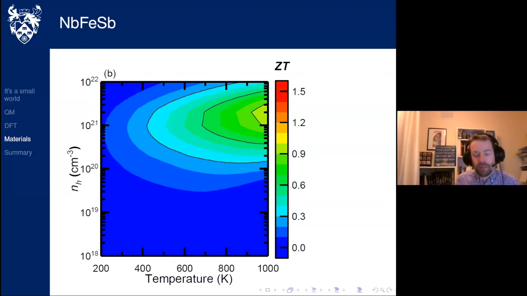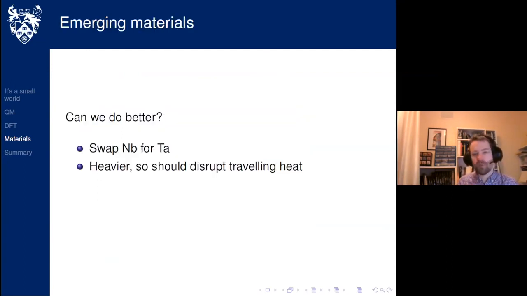So this is very, very promising, but we didn't stop there because we thought to ourselves, well, is there a way to make it better? Maybe we could introduce some more impurities and we could see about scattering even more heat. So what we did is we took the niobium in this material and we swapped it for tantalum. Now, the reason we swapped it for tantalum is it's in the same column of the periodic table, so the chemistry should be similar. We expect the material to be basically still pretty good.